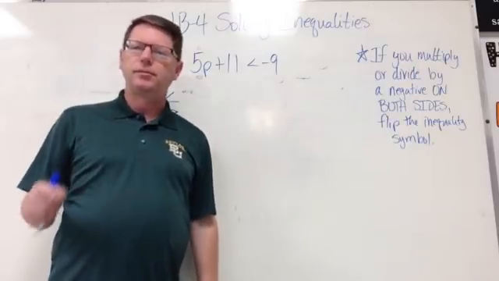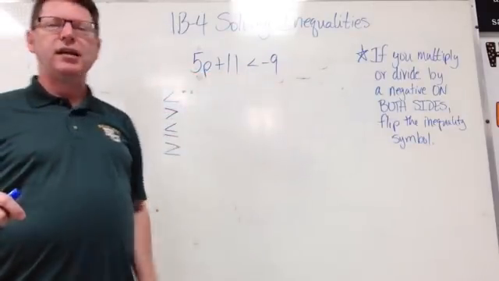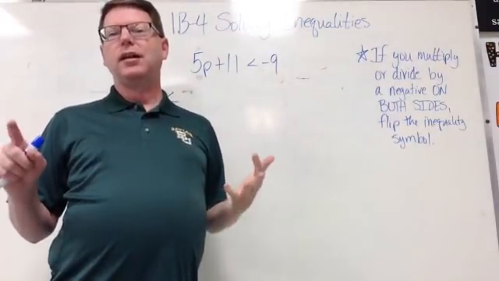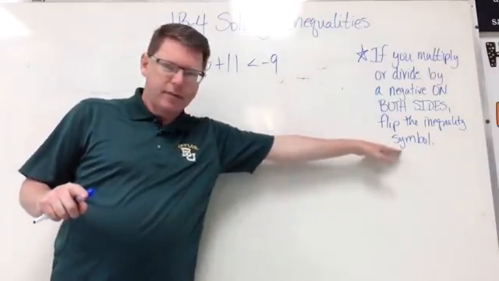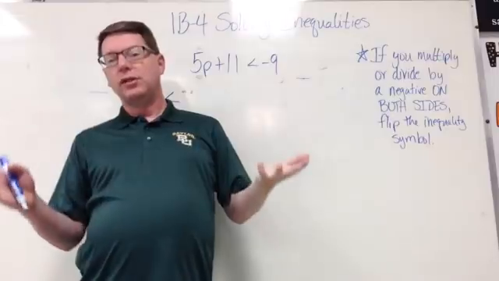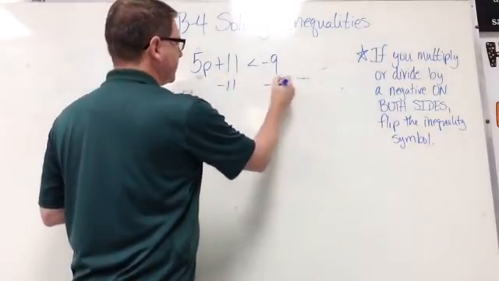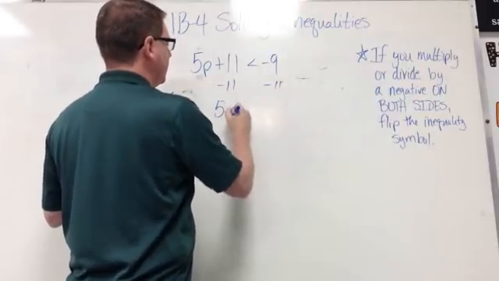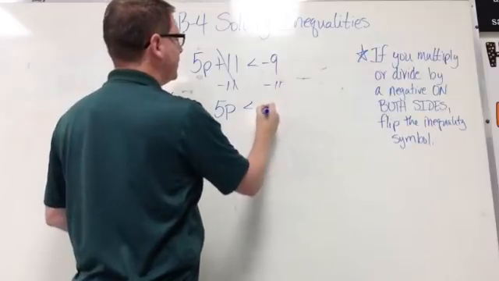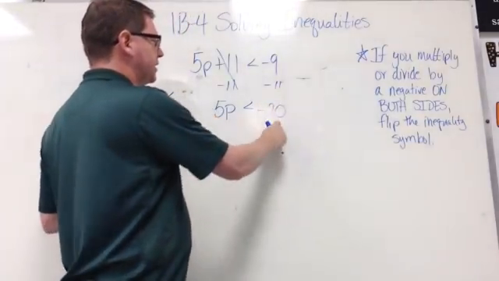Okay? So, the first problem I want to look at is 5p plus 11 is less than negative 9. Now I solve it just exactly like I would solve an equation, unless this happens. So I've got 5p plus 11 is less than negative 9, a two-step inequality. The first thing I need to do is subtract 11 from both sides. And I get 5p is less than negative 9 minus 11, which is negative 20. So then 5p is less than negative 20.